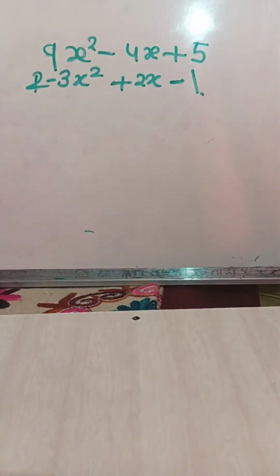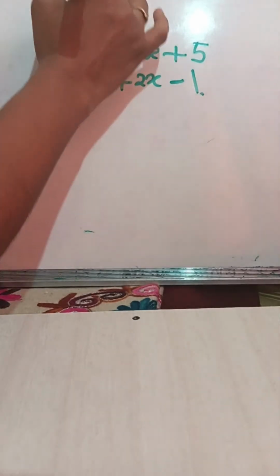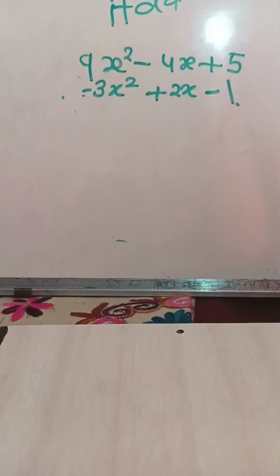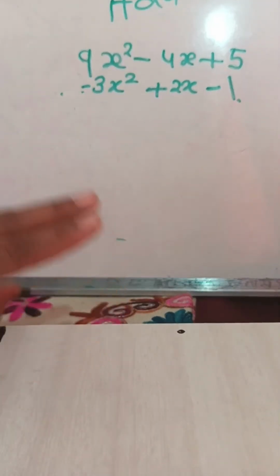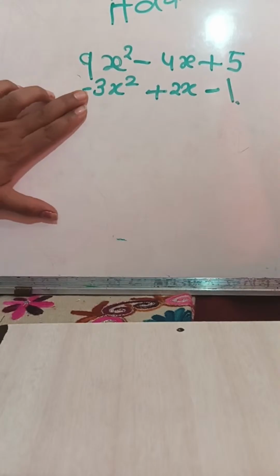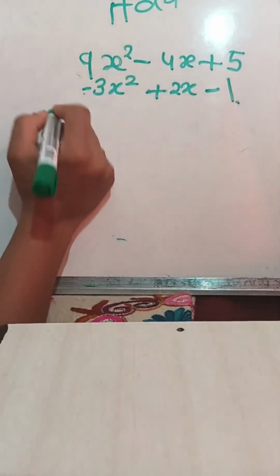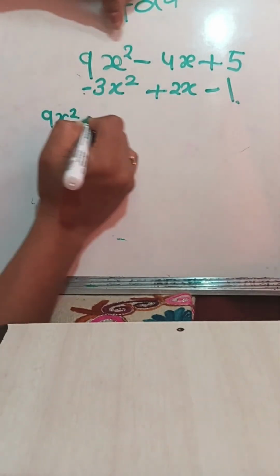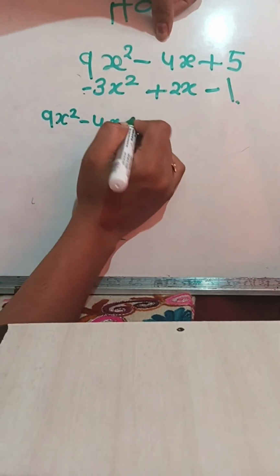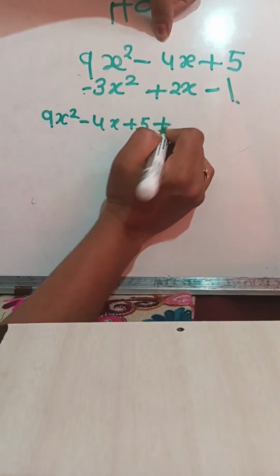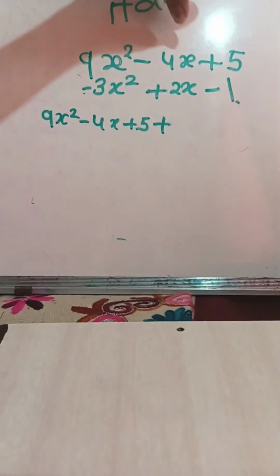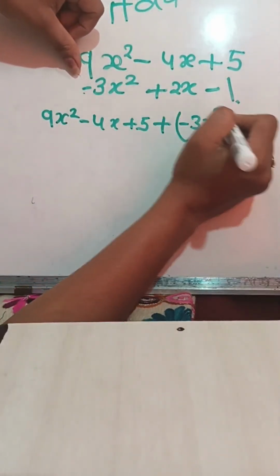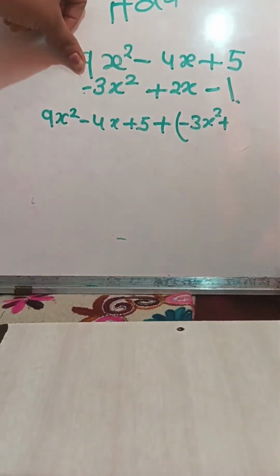First, we have to add these. How do we add? The first way we'll do here. Just write down 9x square minus 4x plus 5. Just put a plus sign. Now make a bracket. Write down minus 3x square plus 2x minus 1.